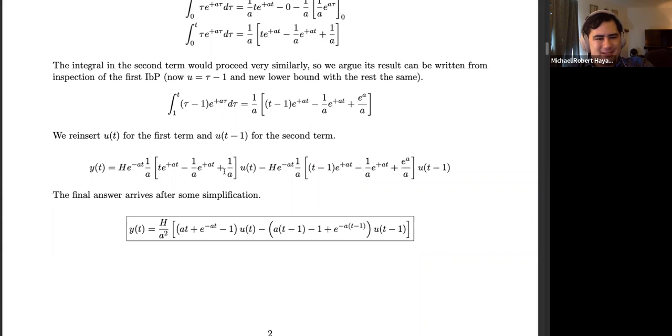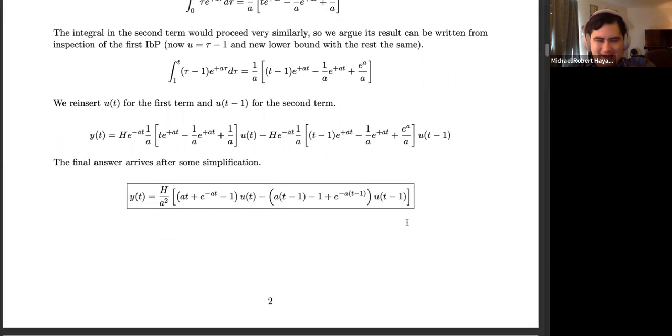We needed to add a factor of a here, so we get at plus, over here, e to the minus at minus 1, all times u of t, then minus a times t minus 1 minus 1 plus e to the negative a quantity t minus 1, where that required some simplification. E to the minus at times e to the minus a is e to the minus at plus 1, but I factored the minus a out of everything, so it's minus a quantity t minus 1, all times u of t minus 1. And that is our answer.